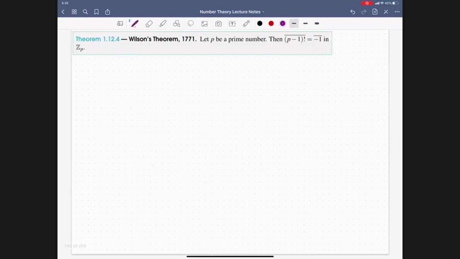So Wilson's theorem, recall, is the statement that (p minus 1) factorial is congruent to negative 1 bar in the integers modulo p. So how do we prove this? So the proof goes as follows. So recall that since p is prime, we have that the integers modulo p is a field.